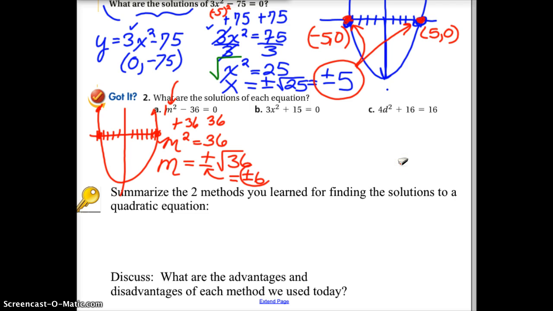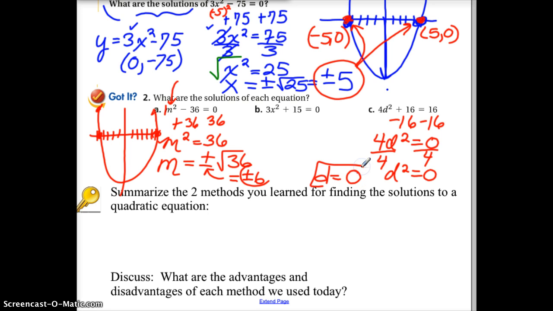We can't root negatives. Watch the next one. I'm going to attack that d by getting the 16 out by subtracting it. I get 4d squared is equal to 0. I divide by 4. I get d squared is equal to 0. Which means d is equal to the square root of 0, technically plus or minus, but plus or minus 0 is still 0. So this one has one solution. So again, it's possible to have two solutions, like on letter A, which means the parabola hits twice. It's possible to have no solutions, like on letter B, which means the parabola never hits the x-axis.